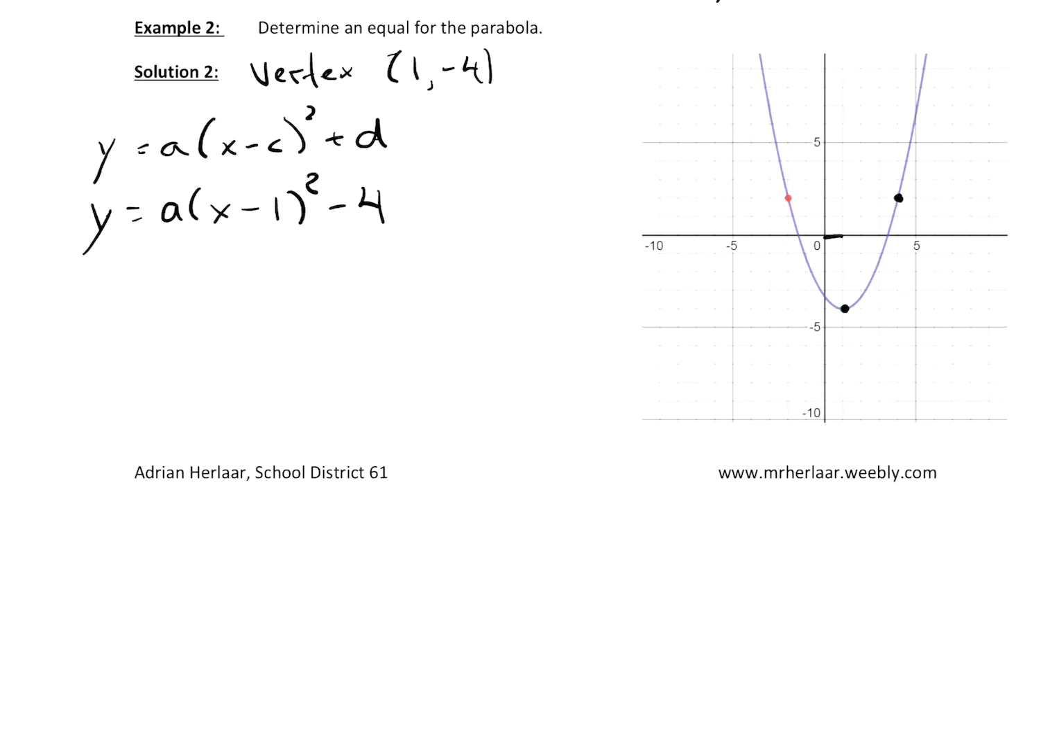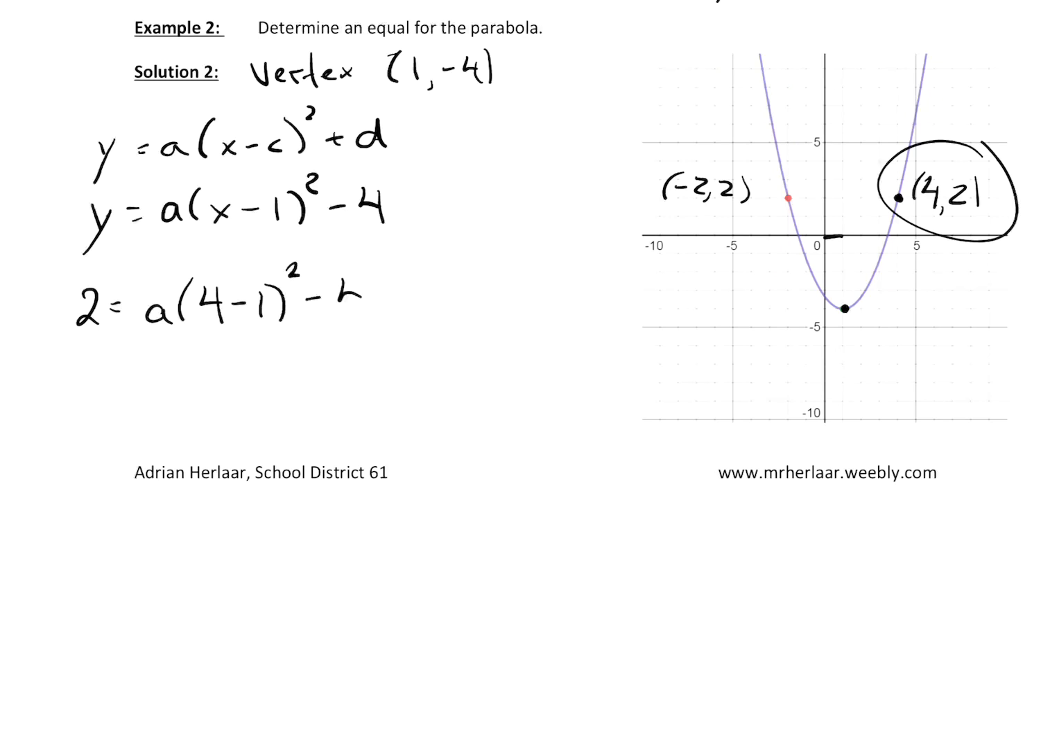So we have this one here at 2, 4, and we have this one here at negative 2. Sorry, that's not 2, 4. What a rookie. It's 4, 2, and negative 2, 2. Pick either one. I'm going to go with this one. So my y value is 2. My a value, I don't know. My x value is 4. And now I'm going to solve.